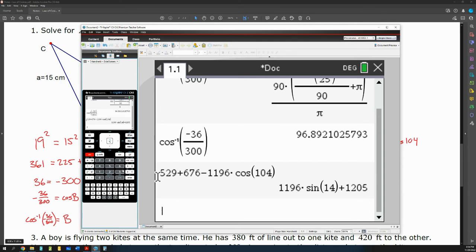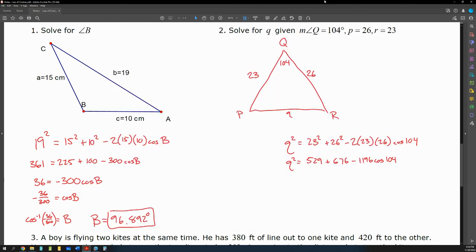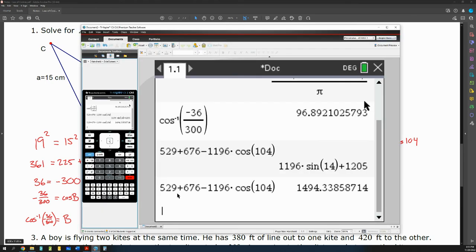It's going to give us an exact value. So Control Enter is going to give us a decimal approximation of 1494.339. We'll round it. All right, so Q squared is equal to 1494.339. So square rooting both sides, the side length Q is equal to, let's go ahead and do that.